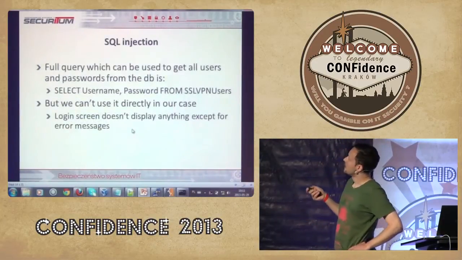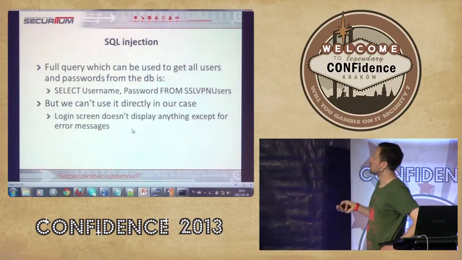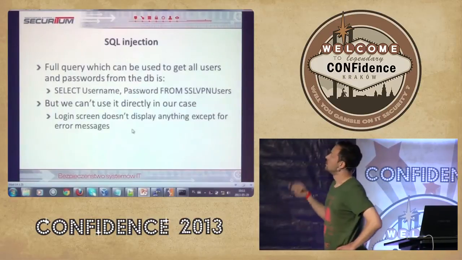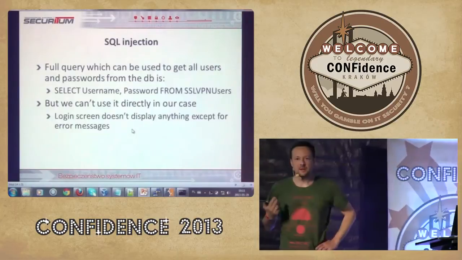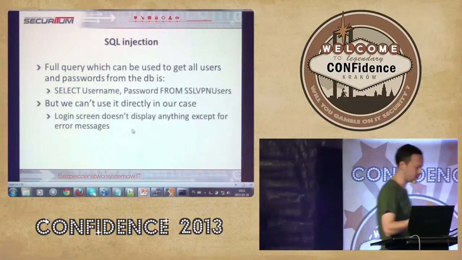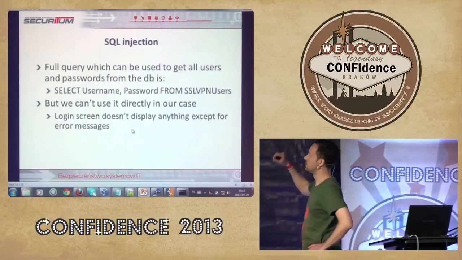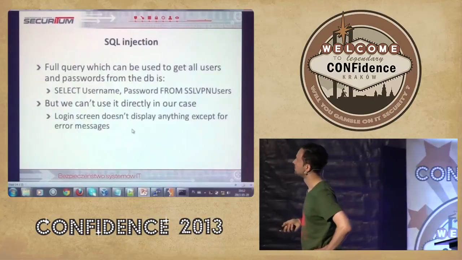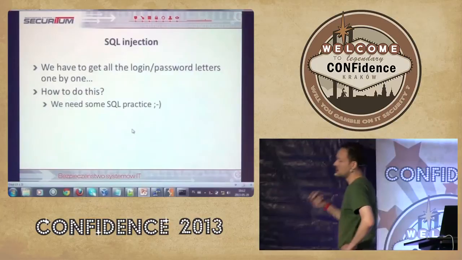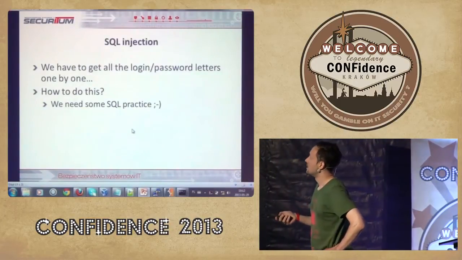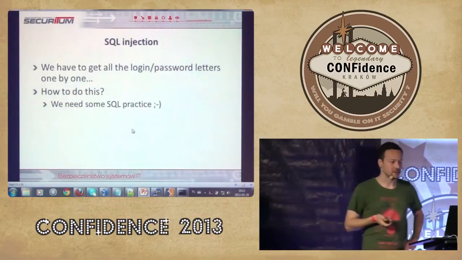So in other words, this query, select username, password from SSL VPN users, gets me all the users and passwords from this table. We can't use it directly here because this login screen gives us only two pieces of information: invalid username or password, or this user does not belong to the SSL VPN and so on group. So we'll have to extract all the logins and passwords, all the letters one by one, and we'll do this using blind SQL injection.